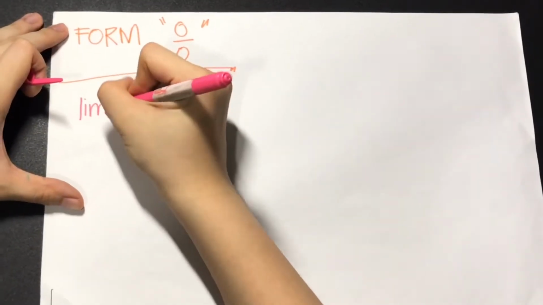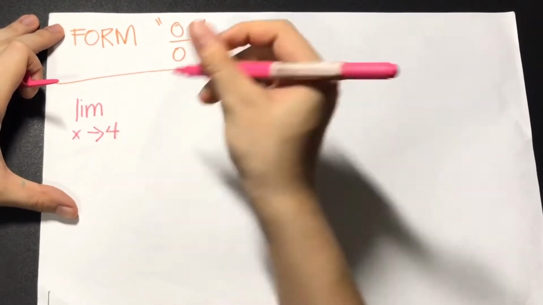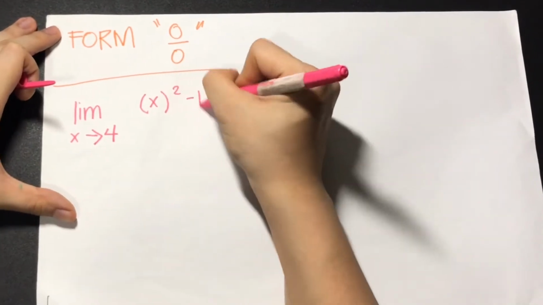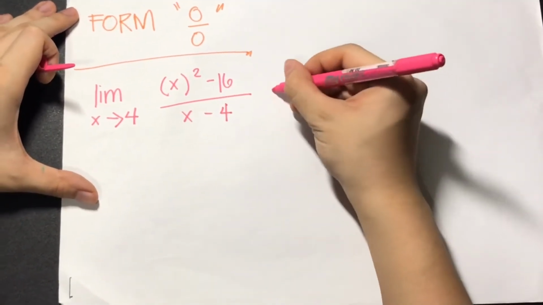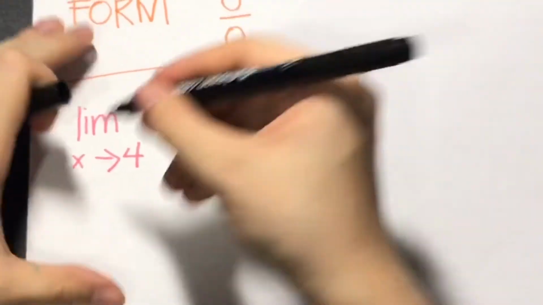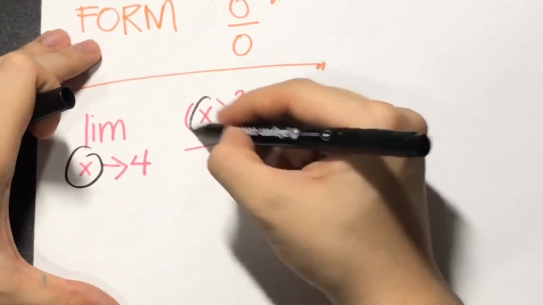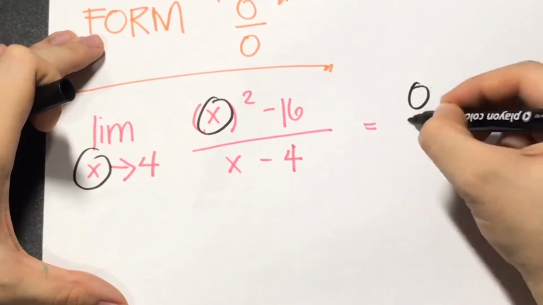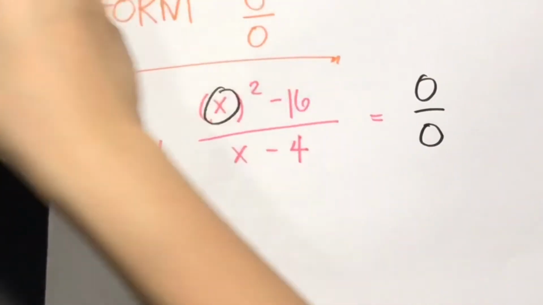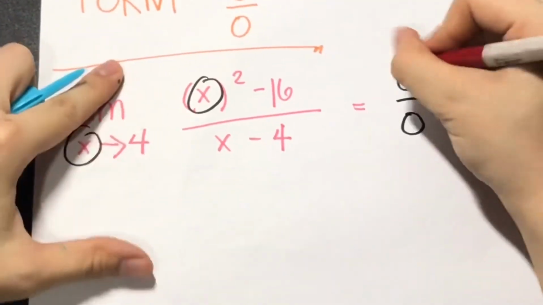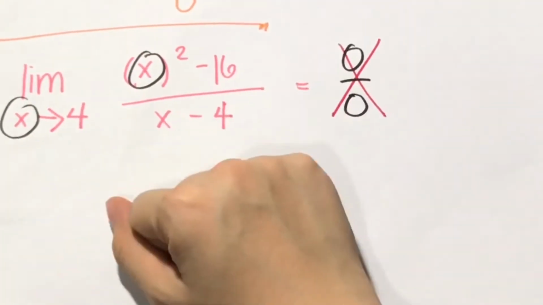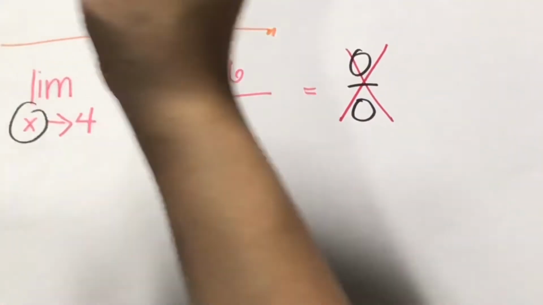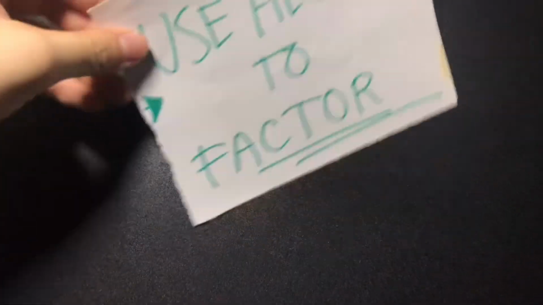So now we have the limit as x approaches 4 of x squared minus 16 over x minus 4. Sometimes people just tend to substitute the value of x, which will become 0 over 0, but that's not right. Instead of leaving 0 over 0, we're going to use algebra to factor.